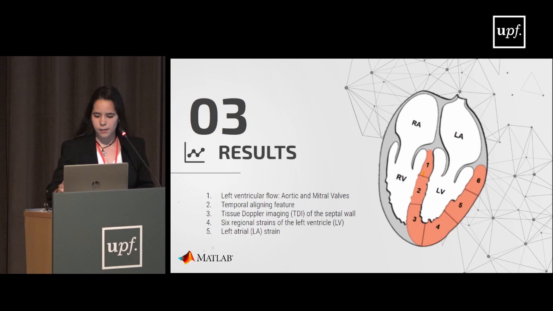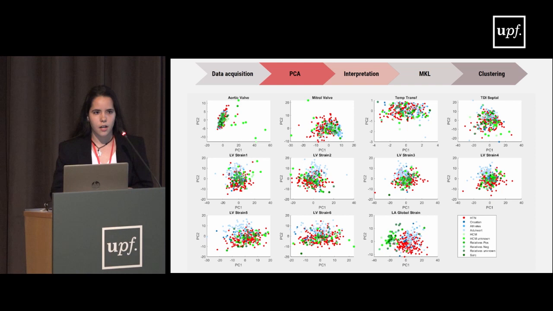So the first step that we did was to apply PCA algorithms to our different features. And in this image, you can see the patients plotted with respect to the first two principal components of each one of the features. Visually, you can see that in the bottom right plot the classes can be more distinguished, and so the left atrial global strain is more discriminative.